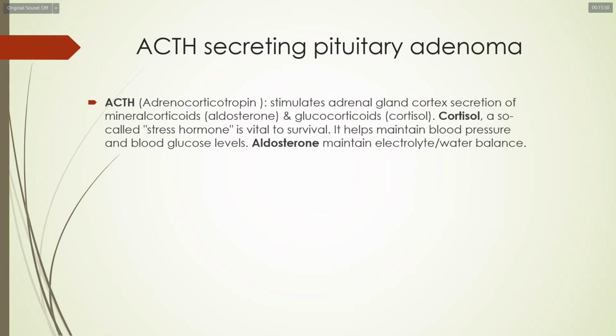Aldosterone maintains electrolyte and water balance as it's also stimulated by the renin-angiotensin-aldosterone system. This is the mechanism by which renin converts angiotensinogen, and in the end we'll have angiotensin 2 activating aldosterone, which leads to reabsorption of water and sodium and thus increased blood volume and blood pressure. Next.